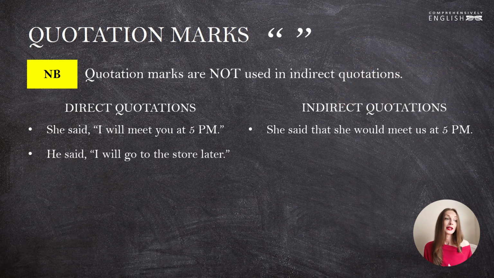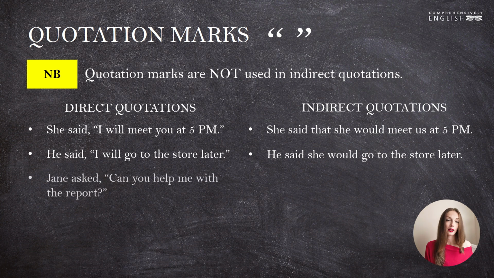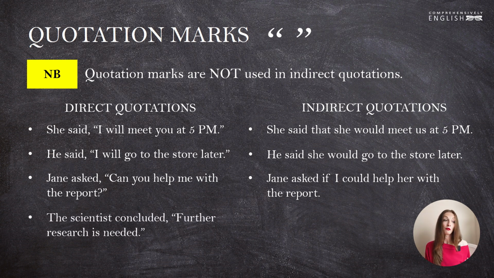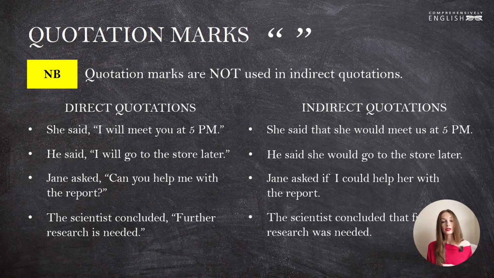The next example. He said, "I will go to the store later." This is a direct quotation, and an indirect quotation will be, he said he would go to the store later. Another example, Jane asked, "Can you help me with the report?" It's a direct quotation. Now, the indirect quotation of the same idea is, Jane asked if I could help her with the report. And the last set of examples: the scientist concluded, "Further research is needed." The scientist concluded that further research was needed. Once again, when we are dealing with indirect quotations, we do not use quotation marks.